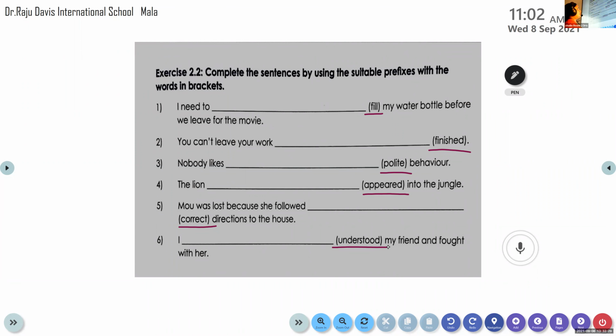Which new word will you use here? Did you say refill? Yes, refill. What is the meaning of refill? Fill the water bottle again. Refill means fill again. Whenever we are moving out of our homes, we fill the water bottle with water so that we can drink it when needed. I need to refill my water bottle before we leave for the movie. So which is the prefix that we have added here? Re. Very good.